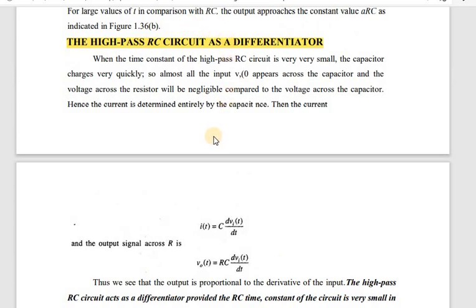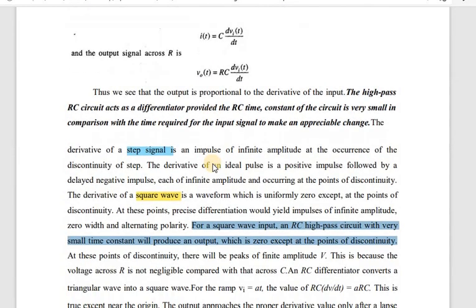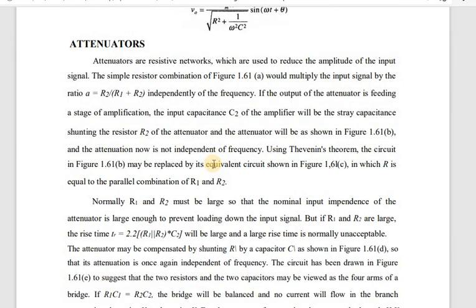Now we'll move on to the next topic, that is attenuators. The name itself tells what is meant by an attenuator, as opposed to amplifiers. Attenuators simply reduce the amplitude of a signal waveform, correct? Amplifying means you are boosting up, increasing the amplitude of a signal waveform. Attenuating is nothing but reducing the amplitude of a signal waveform. So what networks, or what combination of networks, can we use for this? We'll see here.